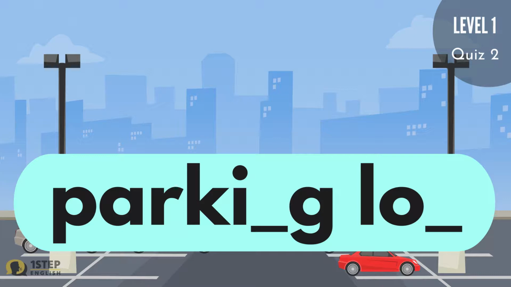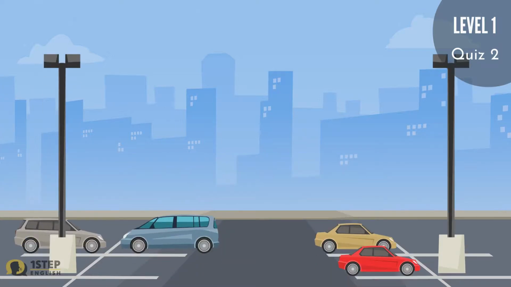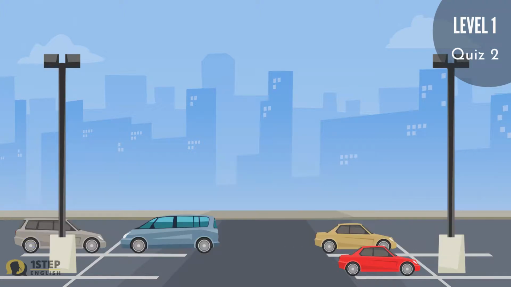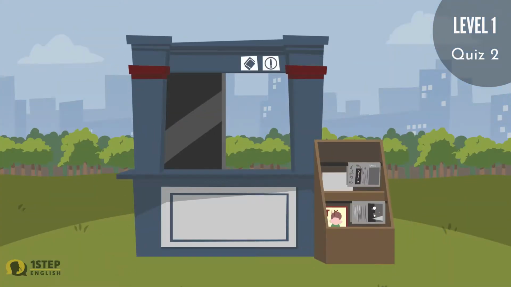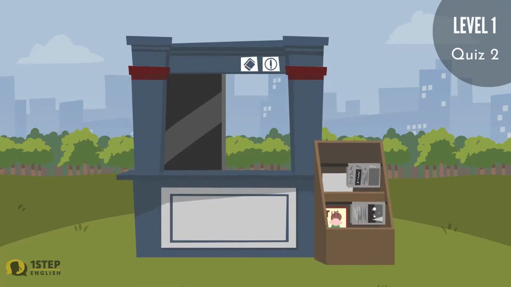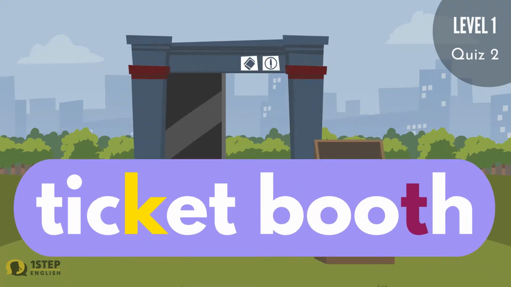Number 2. Parking lot. The missing letters are N and T. Parking lot. Number 3. Ticket booth. The missing letters are K and T. Ticket booth.